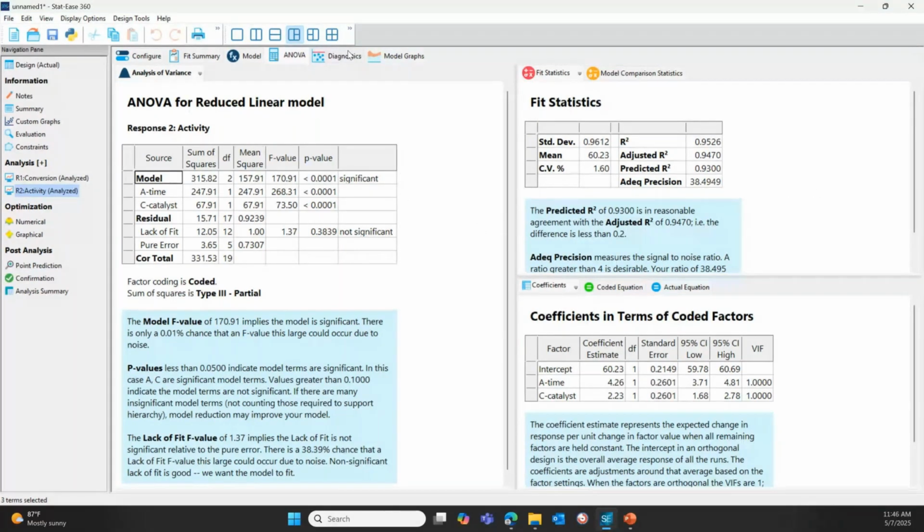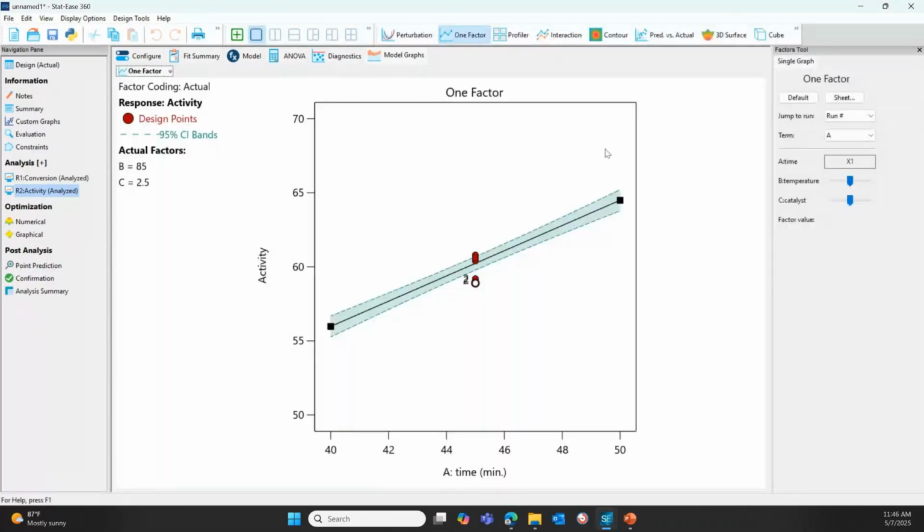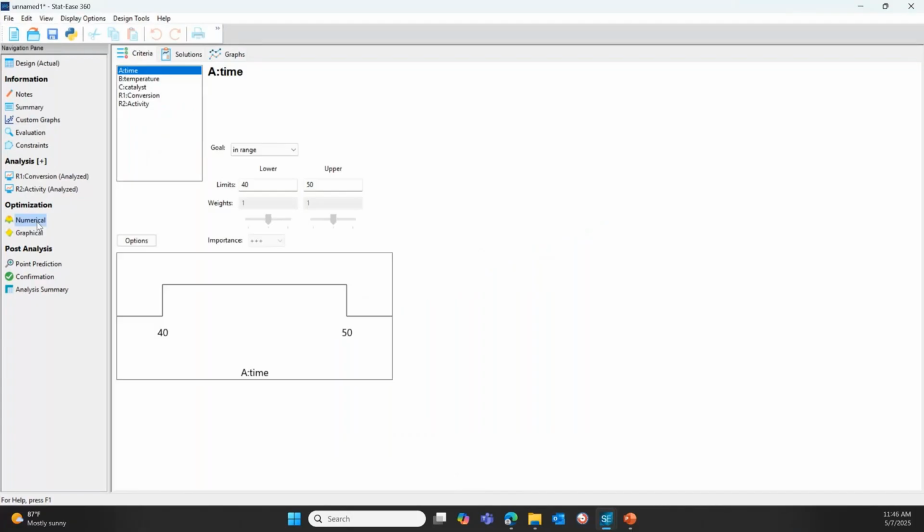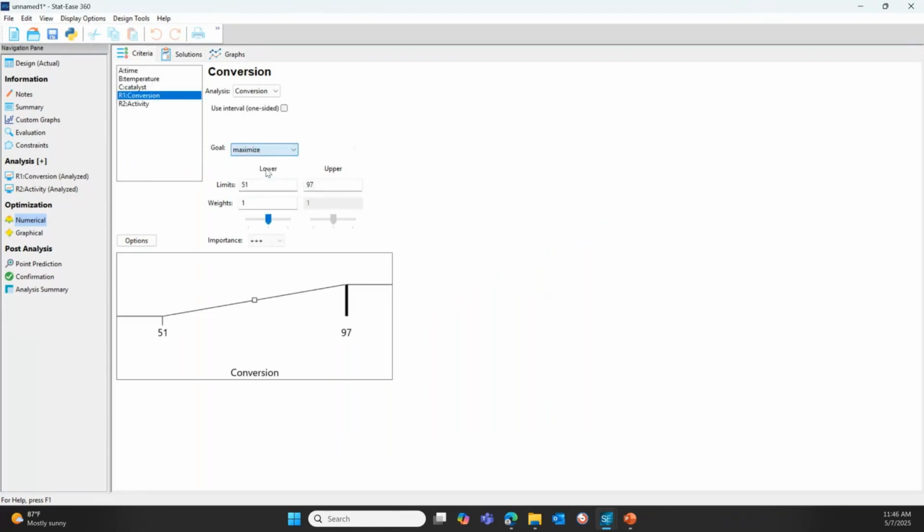And we can look at the diagnostics, and we can look at the model graphs, and that's all well and good. But now that we have these two responses modeled, well, now we can seek out the optimal conditions, and that's where we're going to come down to numeric optimization. And now what do I want to achieve? Well, I want a conversion. What did we say? We want to maximize conversion. So I put that as the criteria. We said that we wanted to be at least 80. And I guess if I could get all the way to 100, that would be a good thing. So I'm going to make this little ramp. It says I want to get to at least 80 and as close to 100 as I can get.